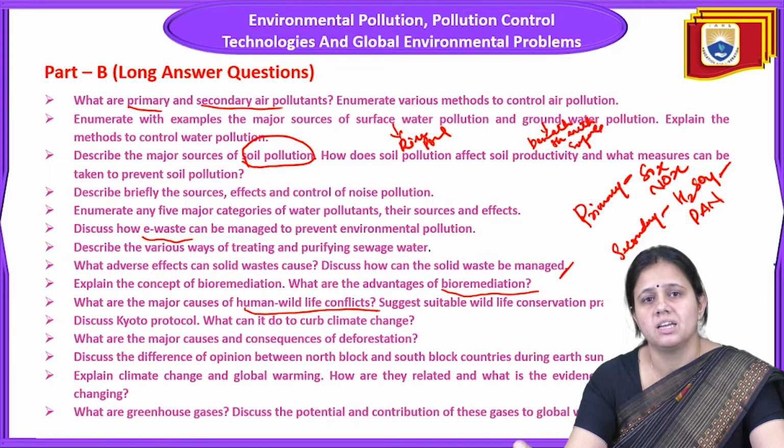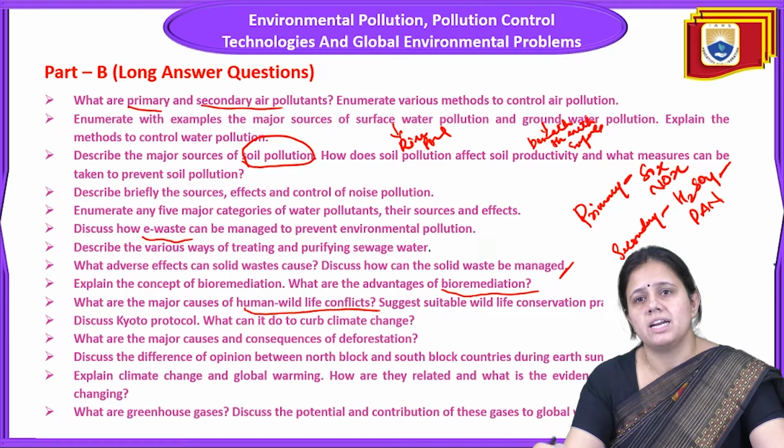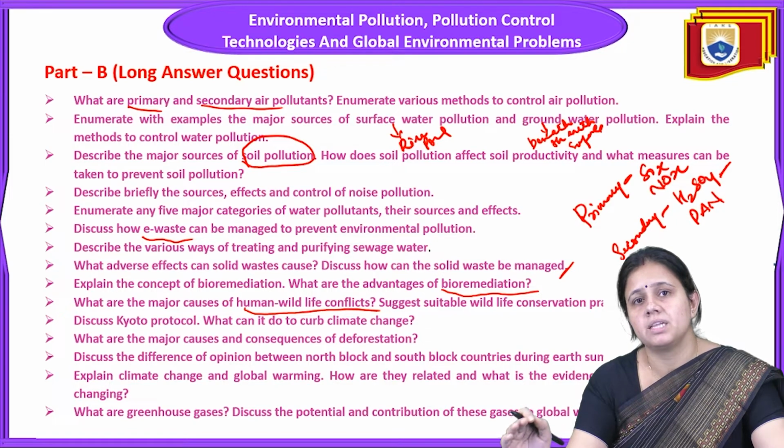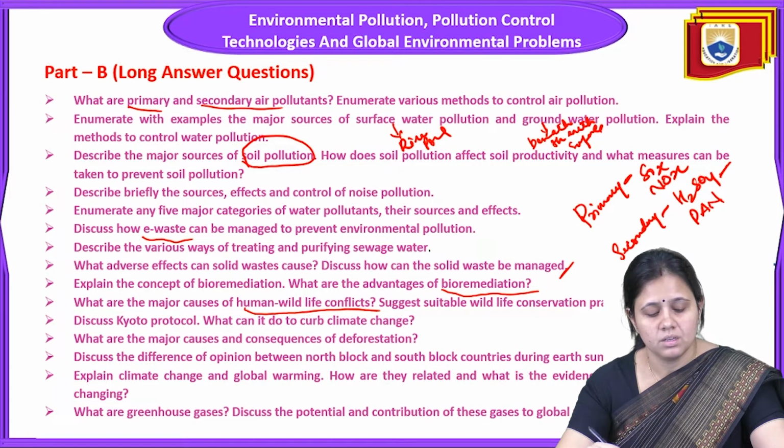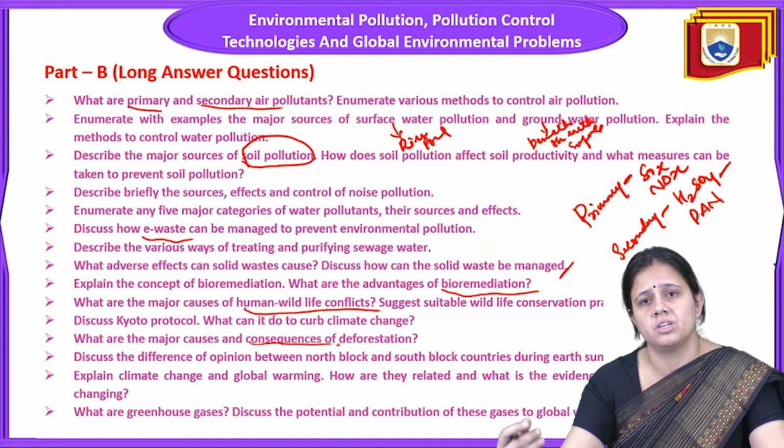Expansion of the sea is there. Sea level rise is there. So these are the evidences for climate change. That's why if we cut the emission of greenhouse gases, that will help with climate change. What are the major causes and consequences of deforestation? The reasons for deforestation are human population increase and population explosion. All are the reasons behind this deforestation.